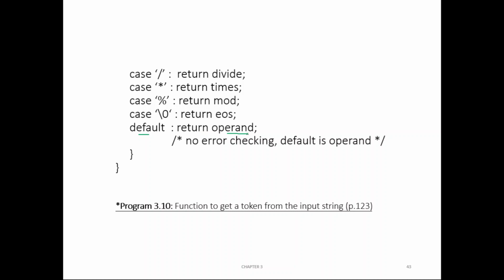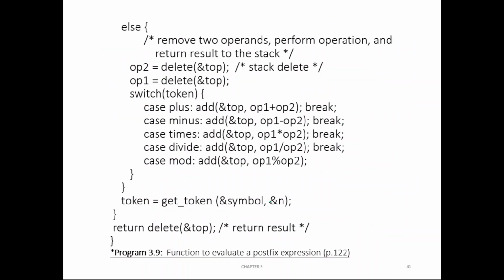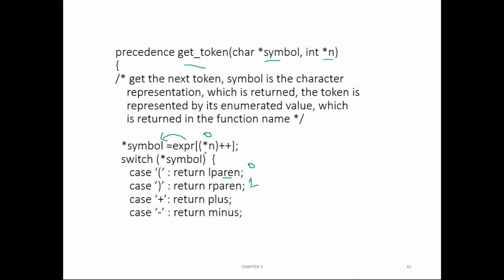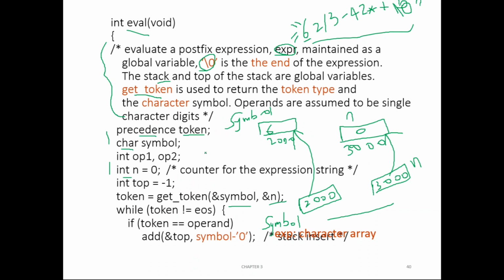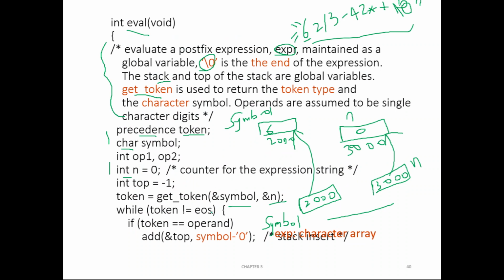Operand is also something defined in our enumerated data type. Here you can see operand is also there. So now 6 is the operand, so the default case will execute and it will return operand. So token is equal to what? Token is a variable of type precedence. What is precedence? Precedence is the name of that enumerated data type. So now what is token? Token is nothing but, now we know that it's an operand. That's all we know. So it returns that particular thing. It's an operand. That much we know.